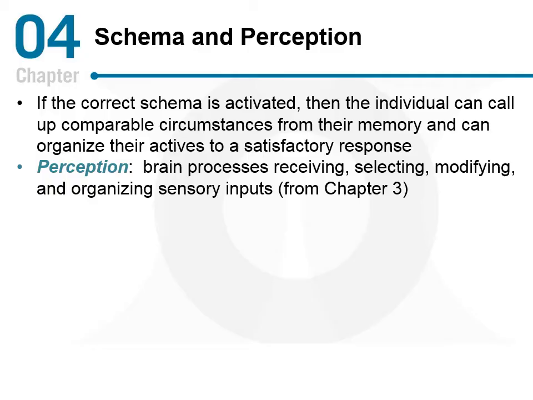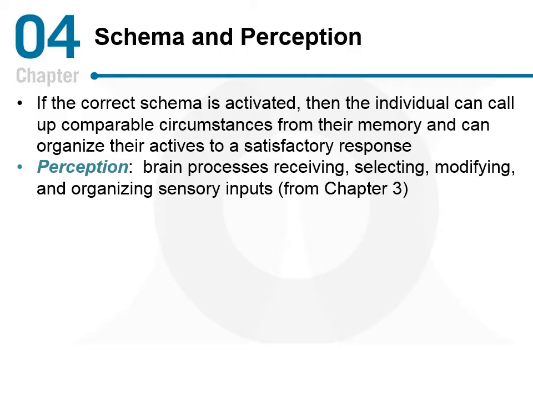Which brings us then to schemas and perception. Now, we covered perception in the last chapter, and we said perception was basically the brain receiving and processing and modifying and organizing all these sensory inputs. And if we think about it, that's sort of what a schema is. It's selecting, modifying, and organizing events. So if a correct schema is activated, then the individual can compare what they see to what their memory has, and boom, they get a satisfactory result.